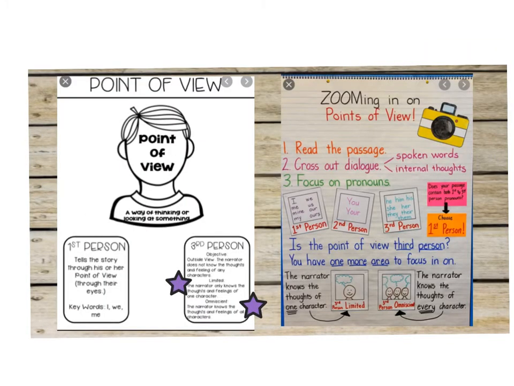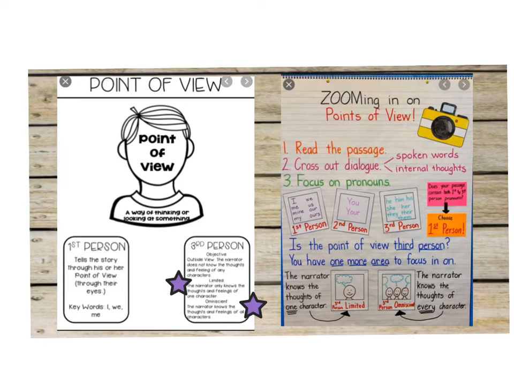Now today our challenge is going to be understanding the difference between first person and third person specifically. So on your screen, your notes say first person tells the story through his or her point of view, through their eyes. Uses keywords like I, me, and we. So this would be a lot like a first-hand account, which is why I want you to practice that journaling every day that we talked about at the beginning.